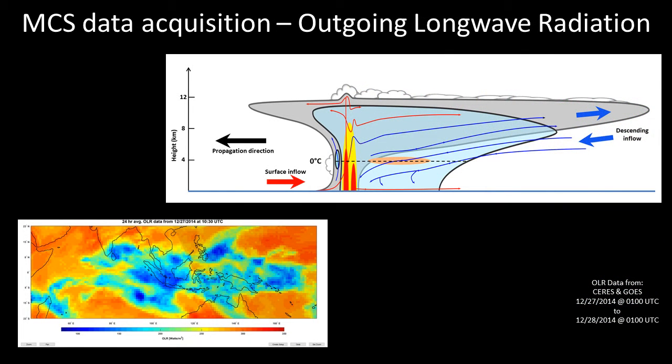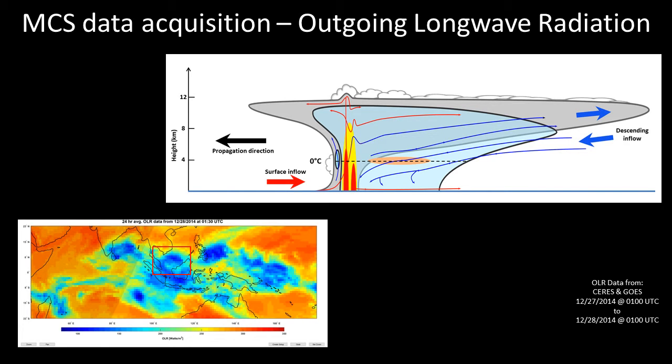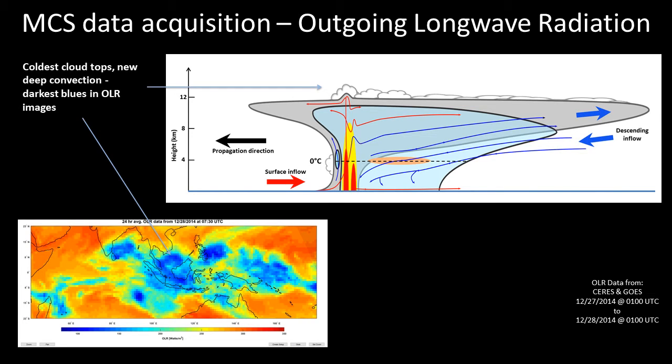Moving on, we have outgoing long-wave radiation, or OLR. The animation you're seeing is OLR data for the 24-hour period leading up to our South China Sea event. OLR measures energy leaving the top of the atmosphere in watts per square meter. Where convective activity is strongest, clouds push to the top of the troposphere and even slightly beyond. Those cloud tops are coldest, showing deepest blue in the imagery.